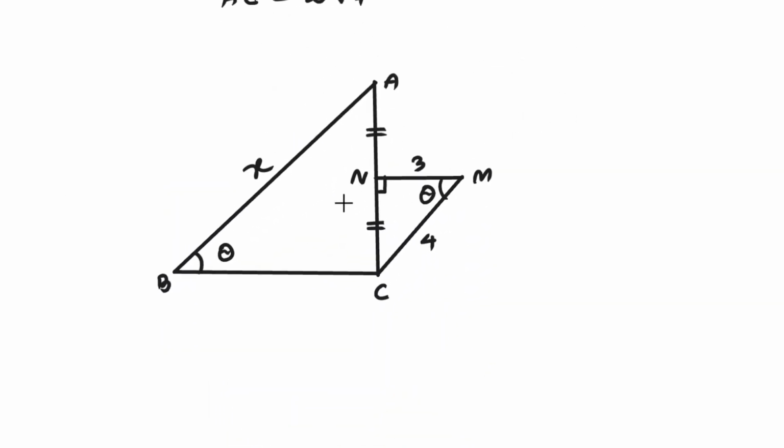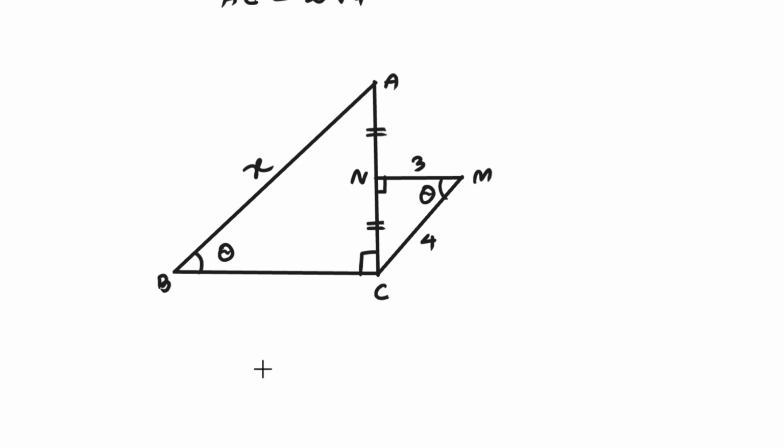Now let's move to the next step. We are going to compare triangle ABC and triangle CMN. Notice that angle ABC is equal to angle CMN, and we call this angle theta. Also, angle ACB is equal to angle CNM, and both of these are 90 degrees. Since two corresponding angles are equal, the triangles are similar by the angle-angle similarity criterion.